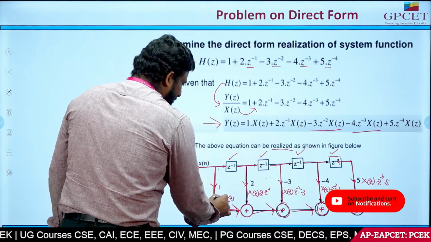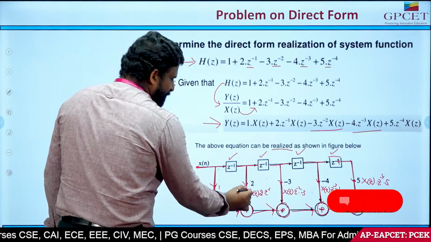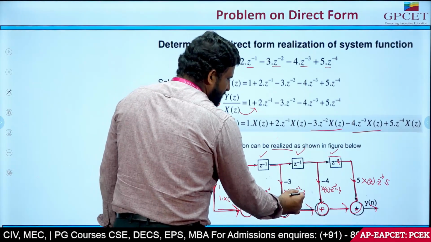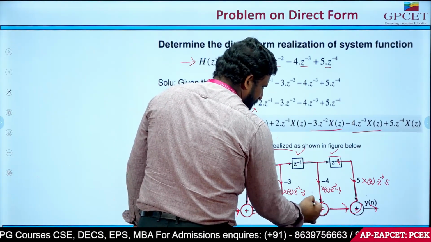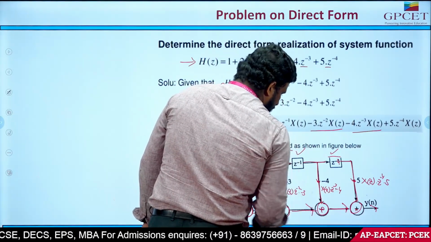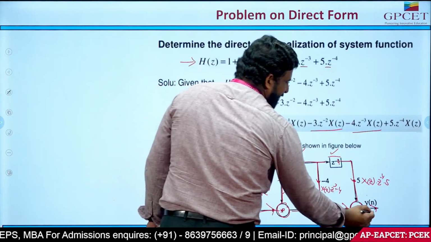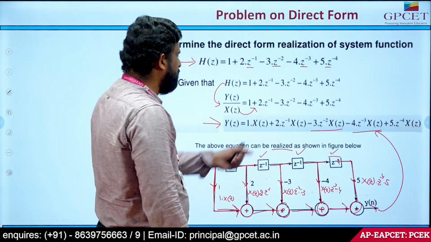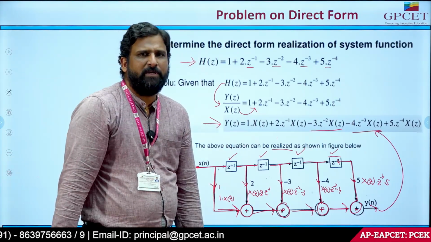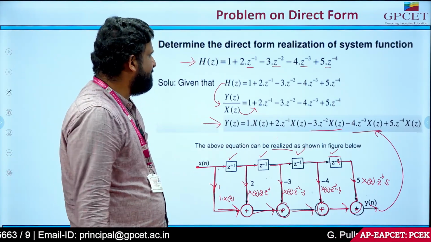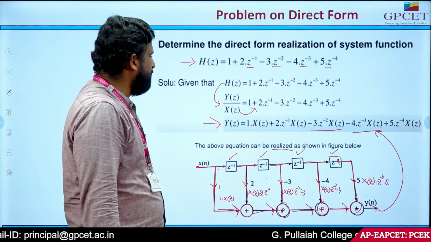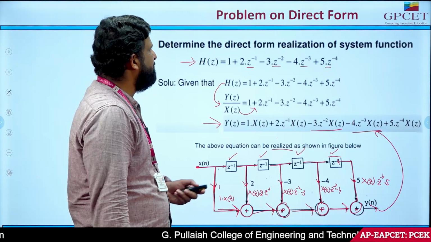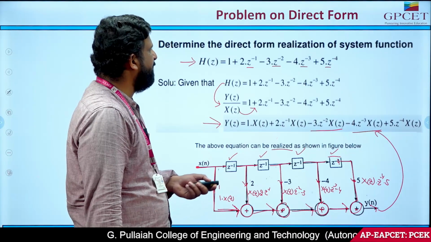So 1 into X of z plus X of z into 2 into z power minus 1 plus X of z into z power minus 2, minus, and so on. Whatever all the terms will be added finally, and finally what we are going to get? We are going to get Y of z or Y of n is equal to this term. Very simple, very easy to realize this particular transfer function into the block diagram representation. So this is the direct form, how we are going to realize.